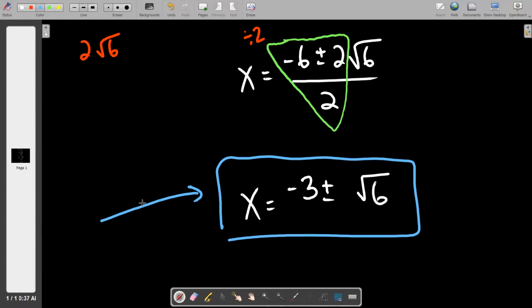Because when the parabola comes up with its arms, there's 1 over here and 1 over here. So it's like -3 plus the square root of 6 is one answer, and -3 minus the square root of 6 is the other answer. You see how that's like 2 built in for the price of 1?